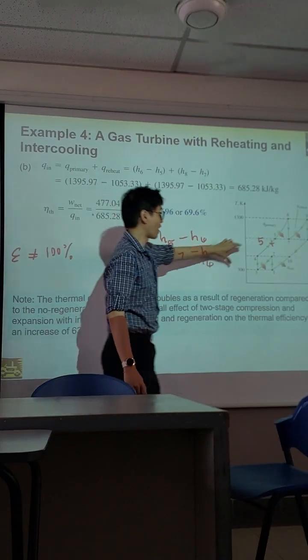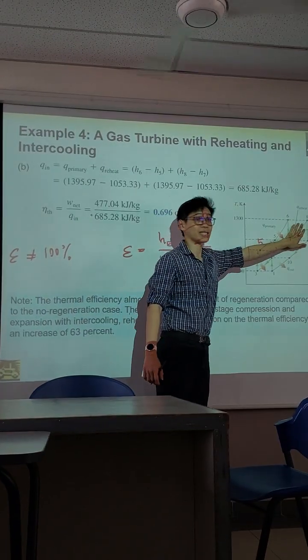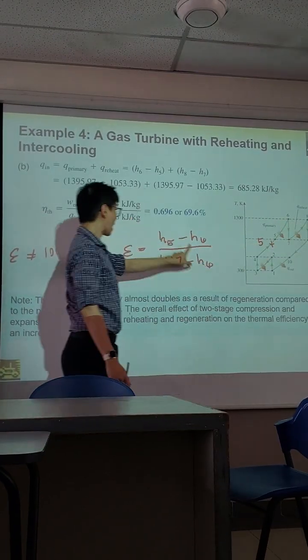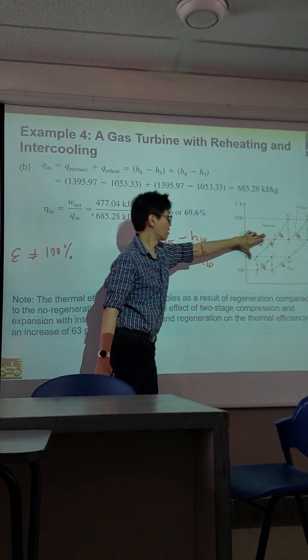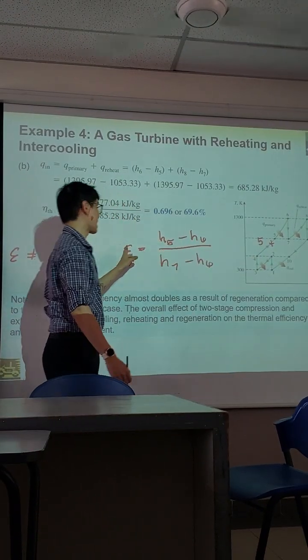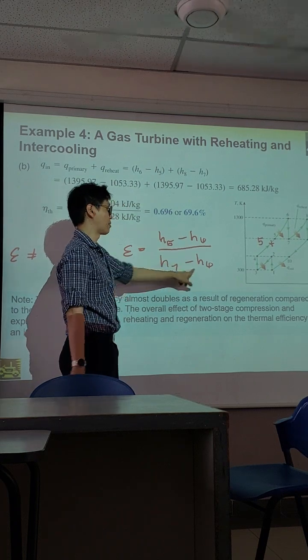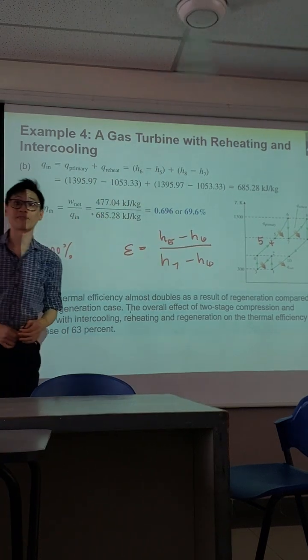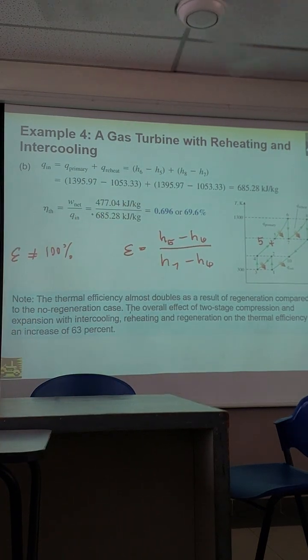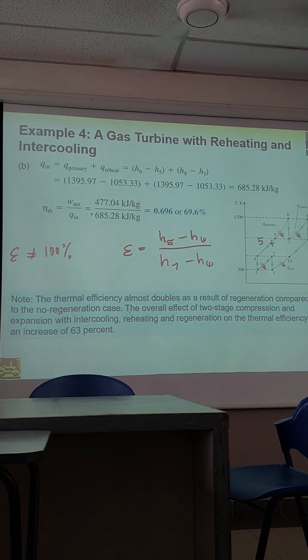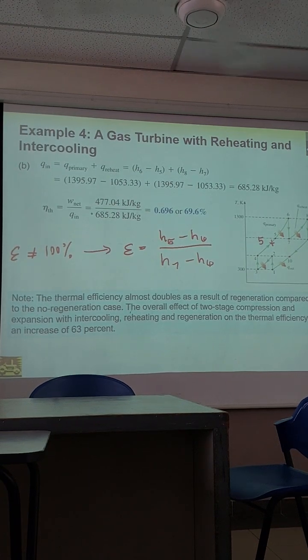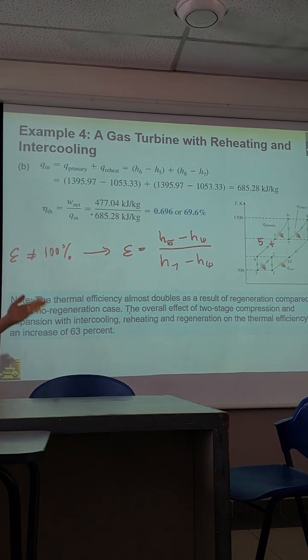Okay, so the regenerator will only affect this section, it won't affect this section. So which is why here we are still basing on here. So this will be H5. Let's say if this is not 100%, then this H5 minus H4, then H7 minus H4, or H9 minus H4, same value. Then only you recalculate the Q primary and Q reheat using the new H5.